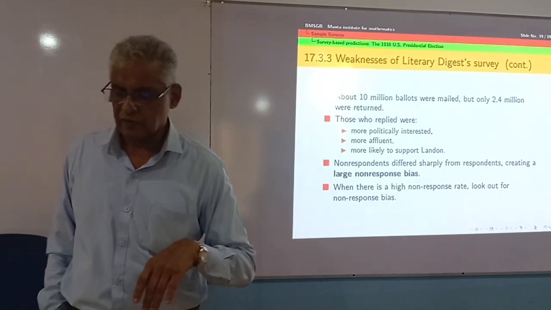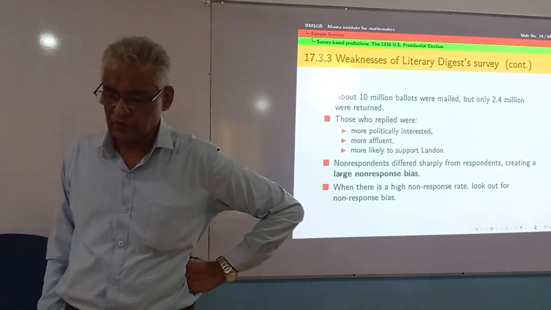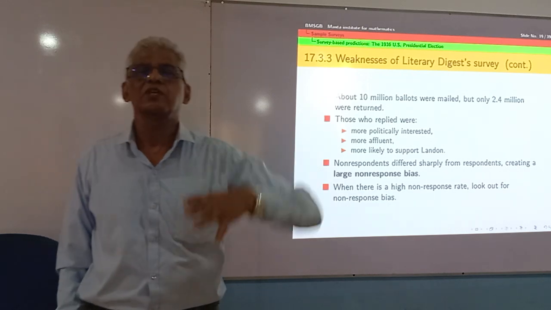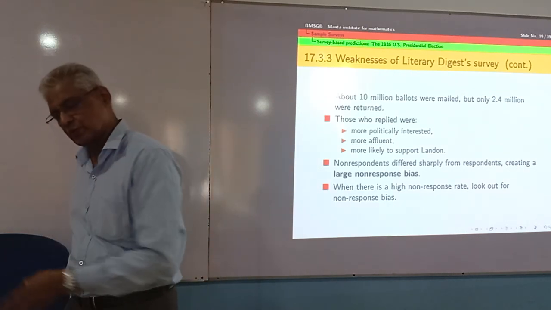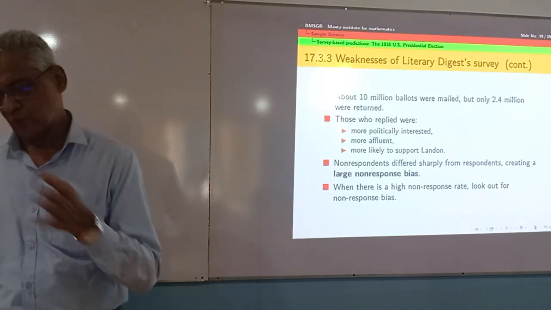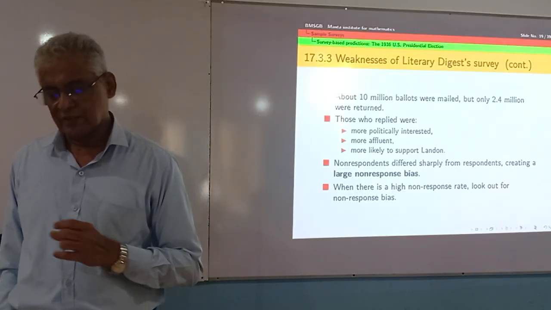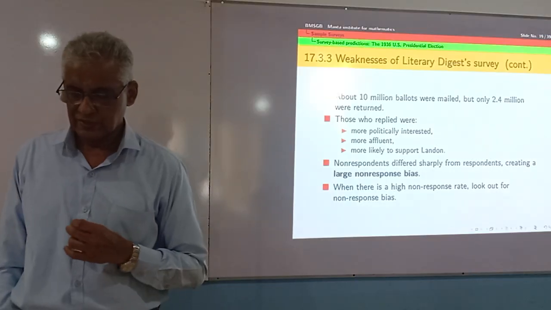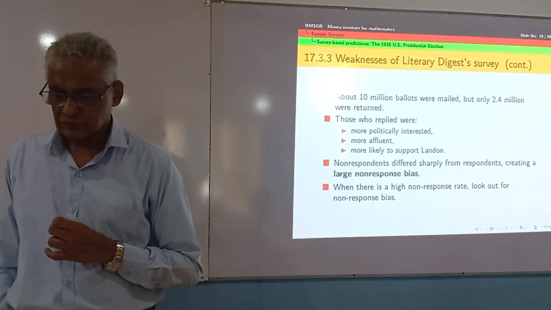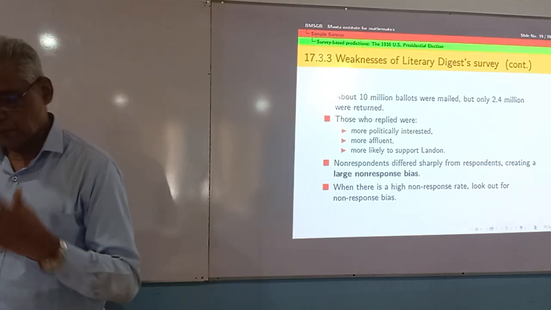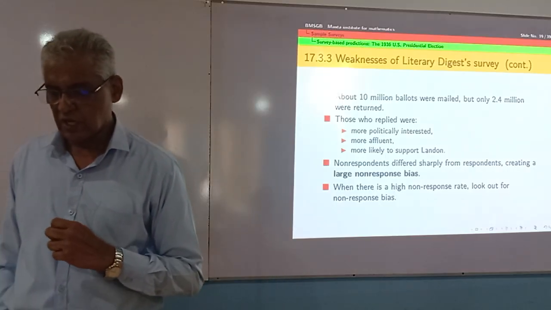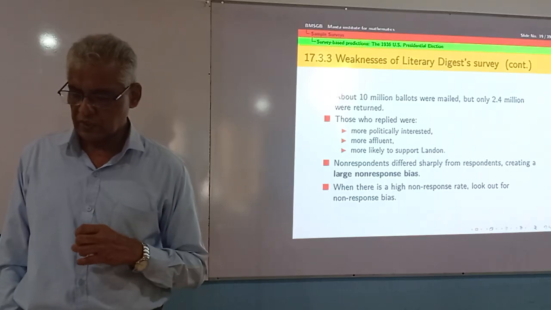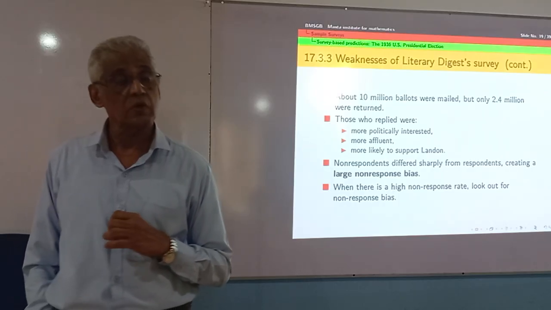So here it says, for example, those who replied were more politically interested, more affluent. So the questionnaires were sent to affluent people anyway. Out of those, responses were sent by more affluent people, and therefore they were more likely to be voting for Landon. Non-respondents differed sharply from respondents, creating a large non-response bias. When there is a high non-response rate, you have to look out for non-response bias.